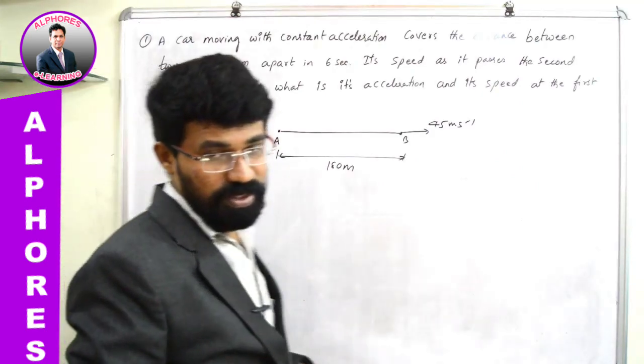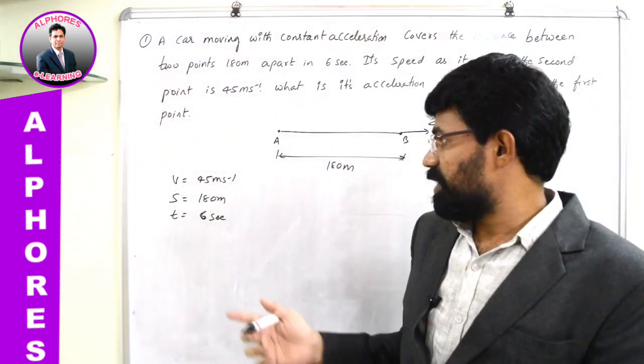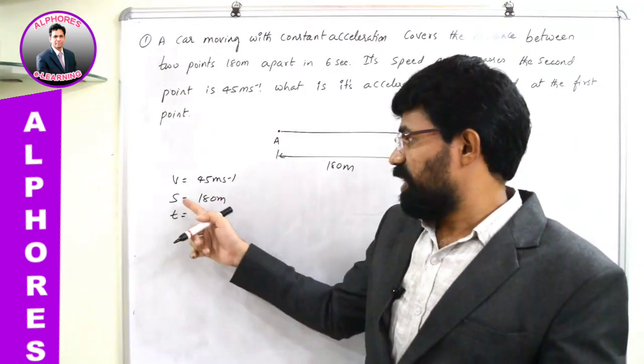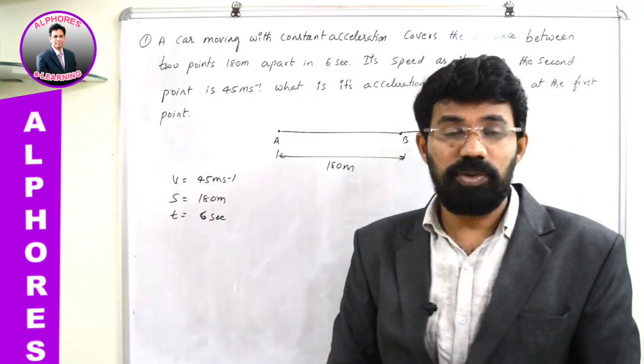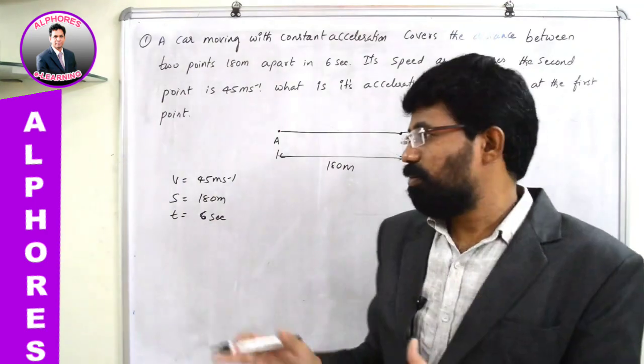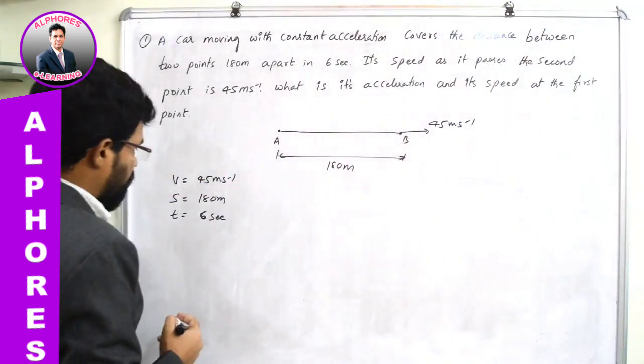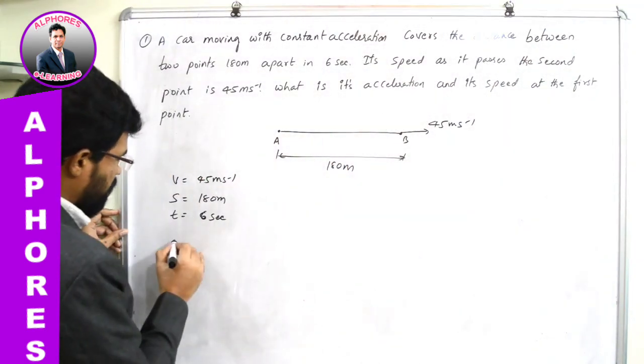If you take V square minus u square is equal to 2as, we don't know a, S is given, we don't know u, so 2 unknowns are there. All that you need to do is, based on the given data, choose the appropriate equation. I'll take the V is equal to u plus at equation.